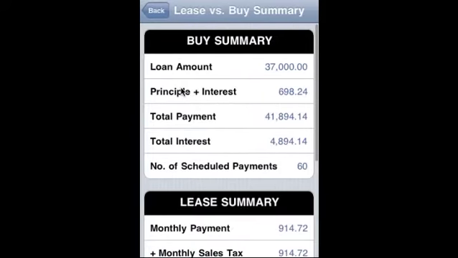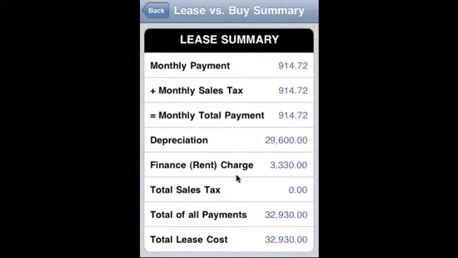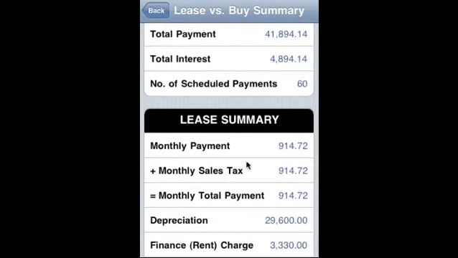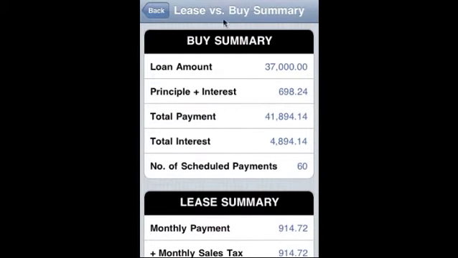So how does the lease versus buy compare? Here we see monthly payment in the case of buy, in case of lease we see that, and finance charge we see this, and total lease cost is 32,000 and total payment is 41. So basically this is for you to decide which option actually makes sense for you.